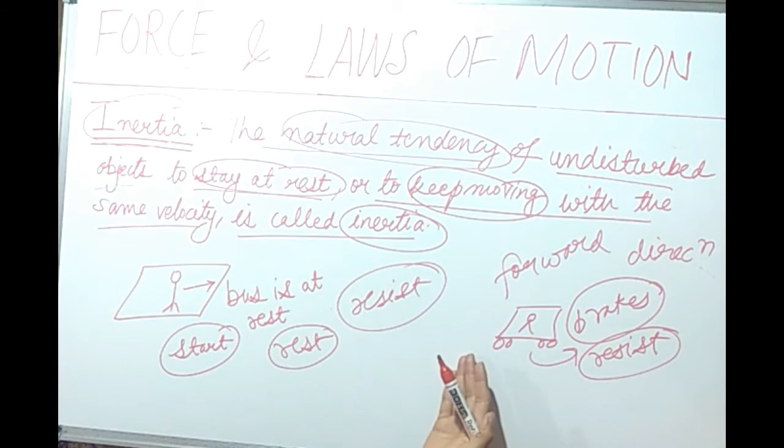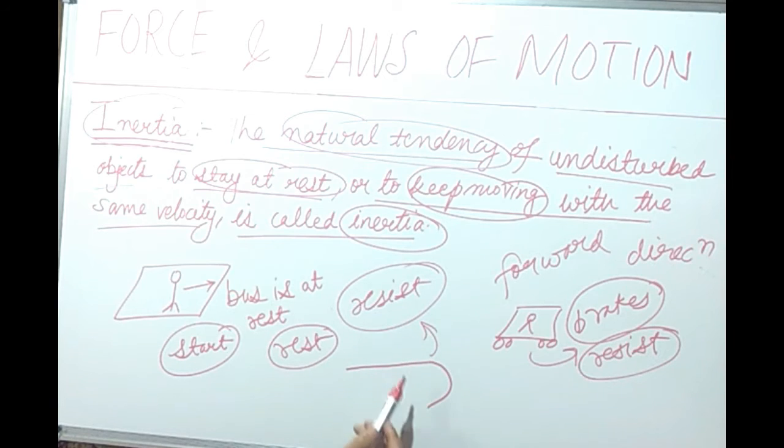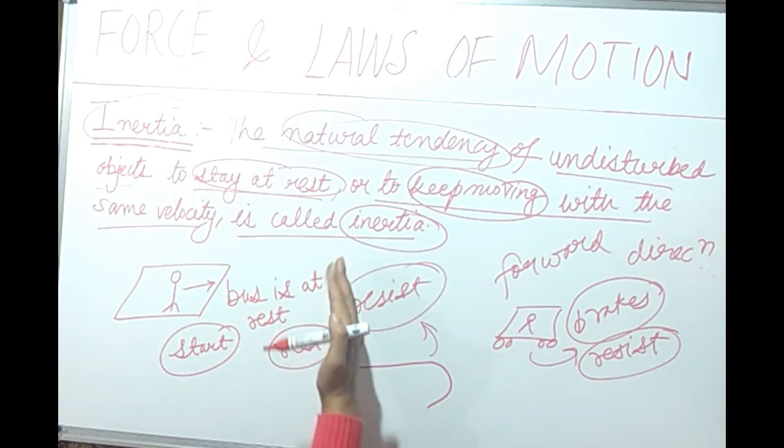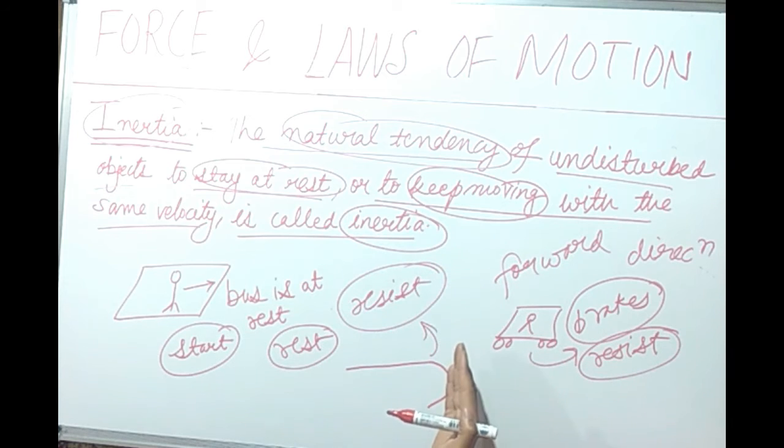You can take another example. Suppose we are moving in a car and the car takes a sudden turn. Our body will move in the other direction because our body will try to remain in the same direction and it will resist the change. That natural tendency of the body to stay at rest, or to keep moving with the same velocity, or to remain in the same direction, is called inertia.